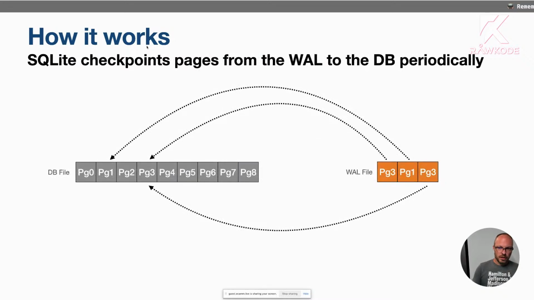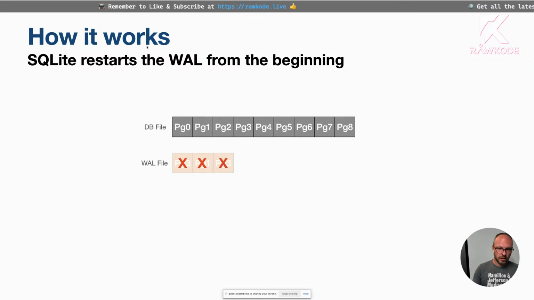Eventually, this WAL file gets bigger and bigger, and it does something called checkpointing, where checkpointing moves all those changed pages back into the main database file and overwrites them. Then it clears out those pages in the WAL file and restarts from the beginning. So it's basically like a circular buffer, where it fills up and then restarts from the beginning and just keeps going in a circle.